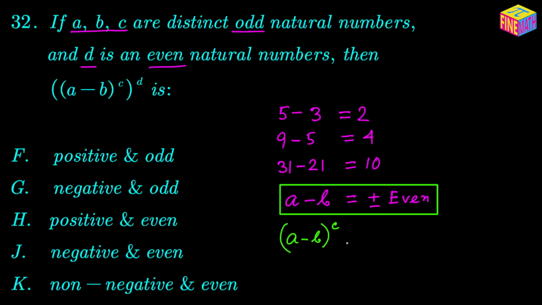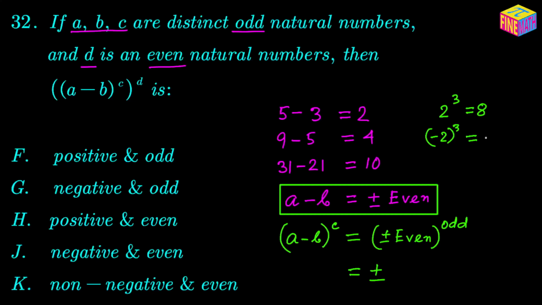So A minus B whole to the power C is actually a positive or negative even number, whole to the power of an odd number. C is an odd number. Now, because it is an odd number, the result will be either positive or negative depending on this even quantity. If you raise an even number to an odd power, for example 2 to an odd power, it's still an even number. Now if you raise a negative even number to an odd power, that again gives us an even number, but it's negative.